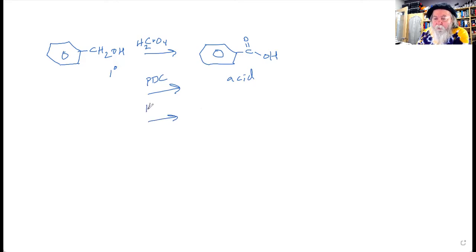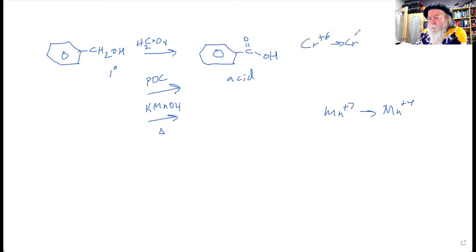We can take potassium permanganate, one of my favorites. Permanganate's purple. This is going to oxidize the alcohol. This is going to go to Mn plus 4. So in this reaction, Mn plus 7 goes to Mn plus 4, manganese dioxide. In the above reactions, chromium plus 6 goes to chromium plus 3. So the metals are reduced as the alcohol is oxidized to the acid.